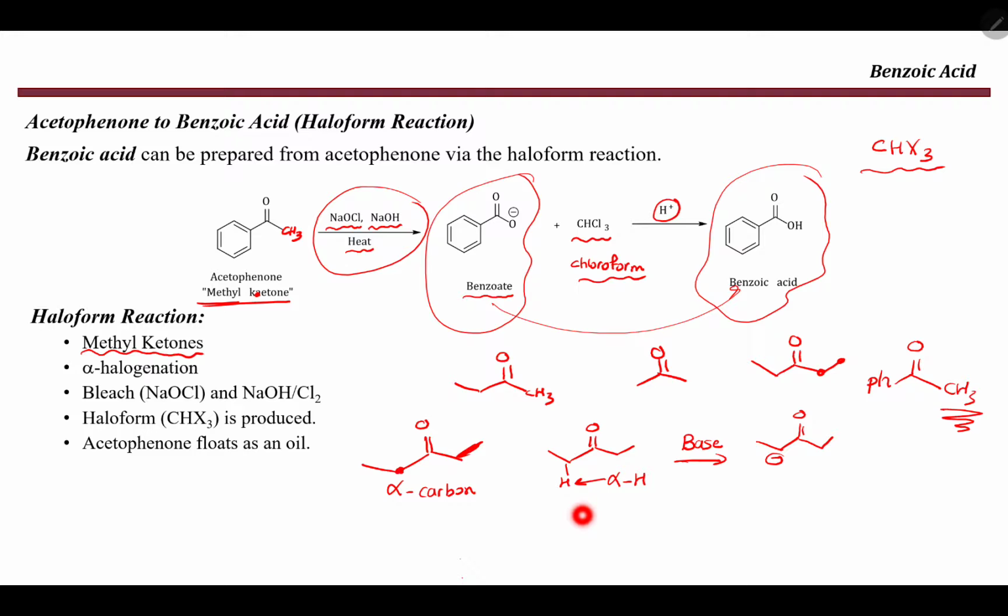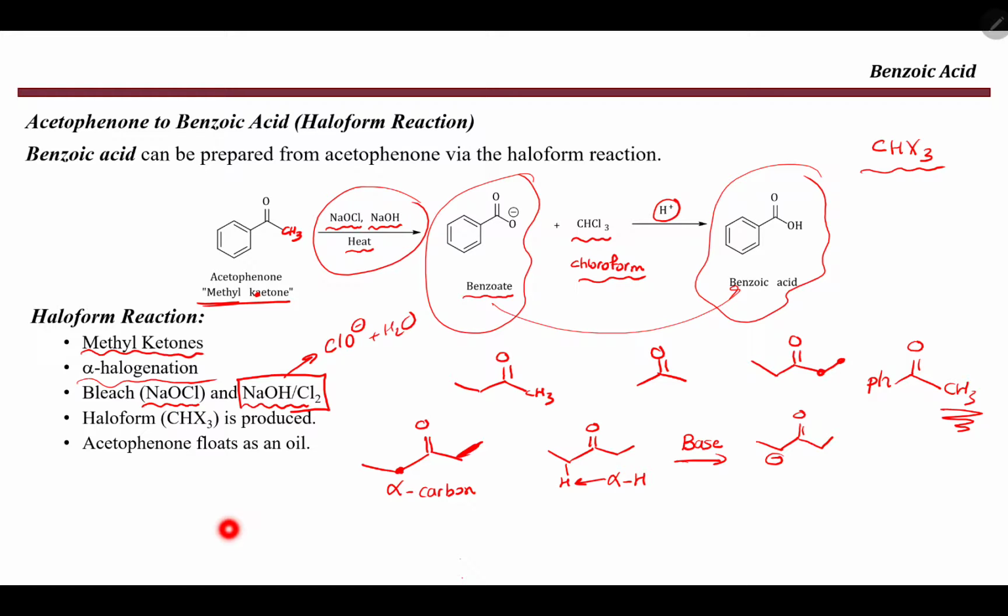Now, once you have the anion, you can add different groups. You can add an alkyl group here, or you can add a halogen, and that's why the reaction is called an alpha halogenation, because in this example we are going to halogenate, or add a halogen such as chlorine or bromine or iodine, to this alpha position. Usually this reaction is done using NaOCl, which is bleach, and NaOH and Cl2. NaOH and Cl2 will generate the required ClO minus and H2O, which are needed in this reaction.